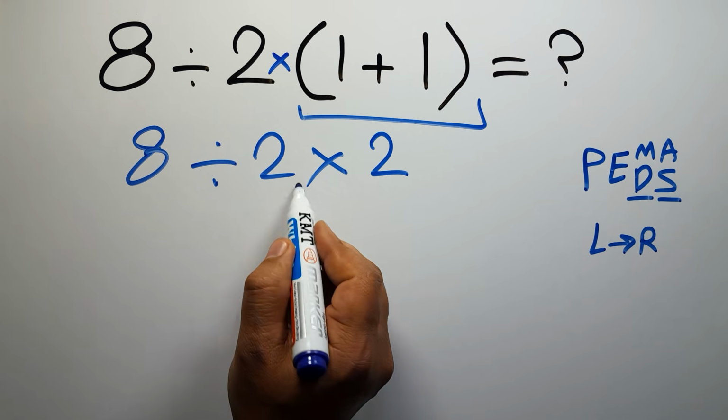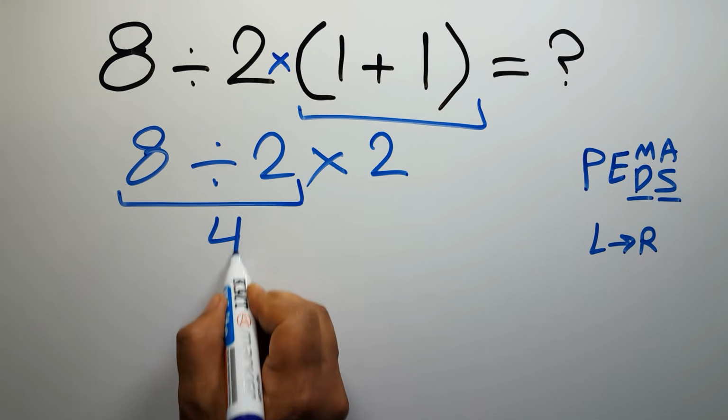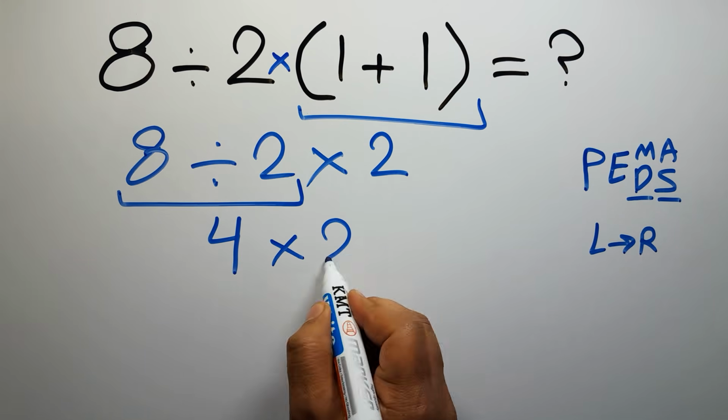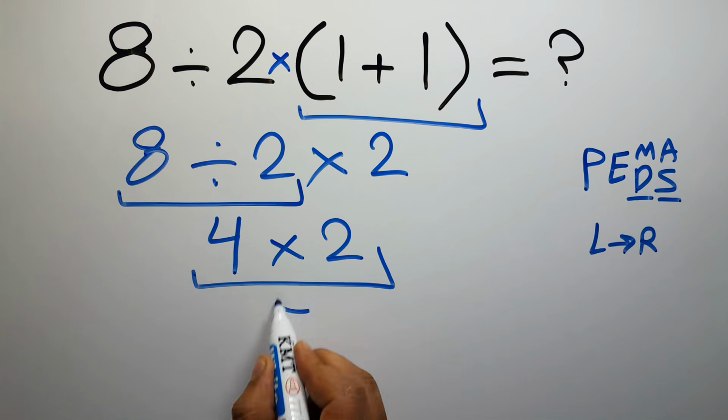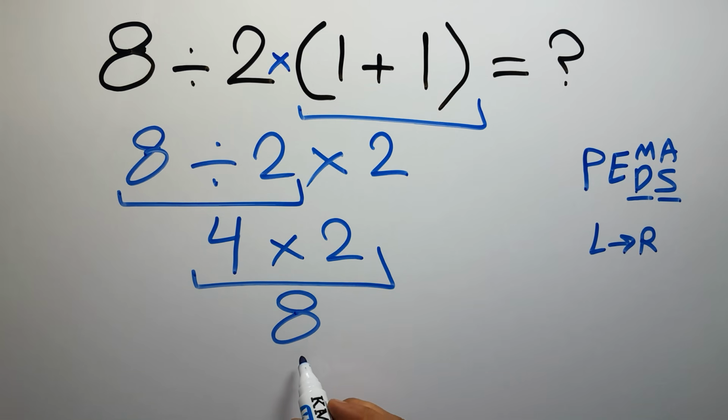8 divided by 2 gives us 4. So 4 times 2, which equals 8. And this is our final answer to this problem.